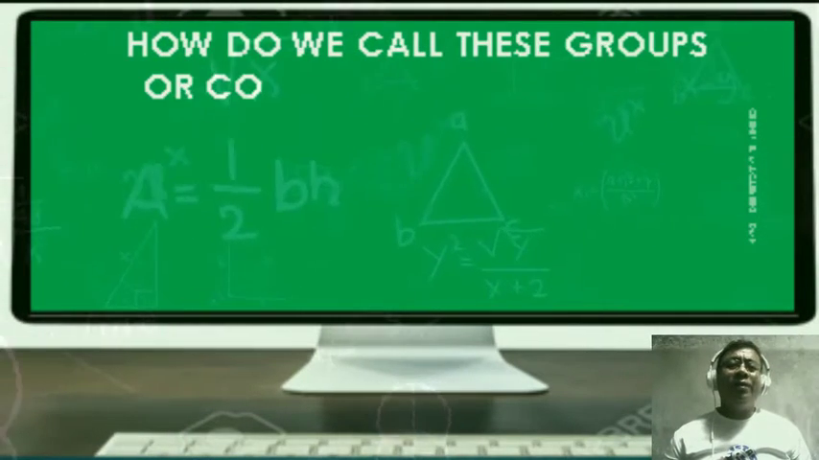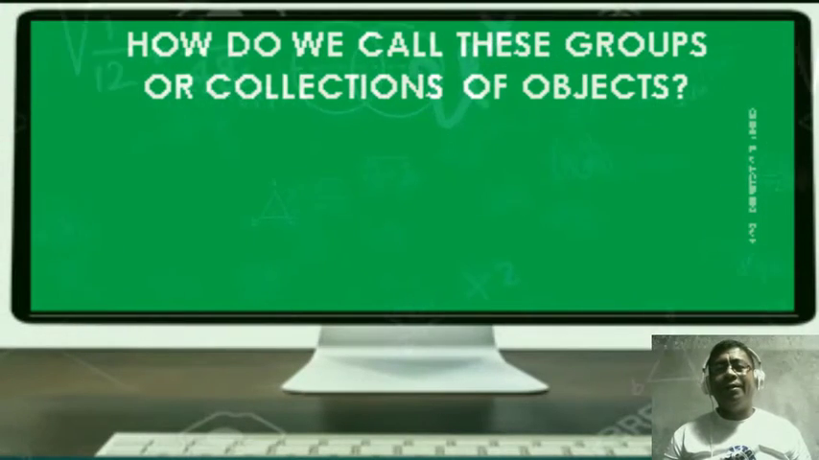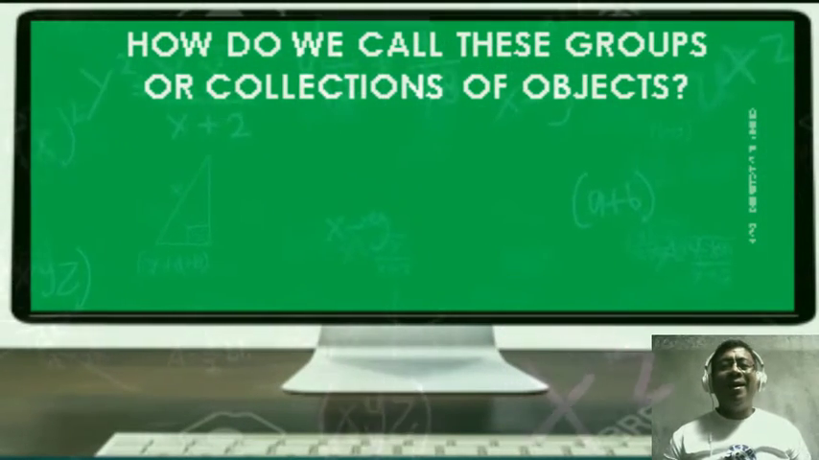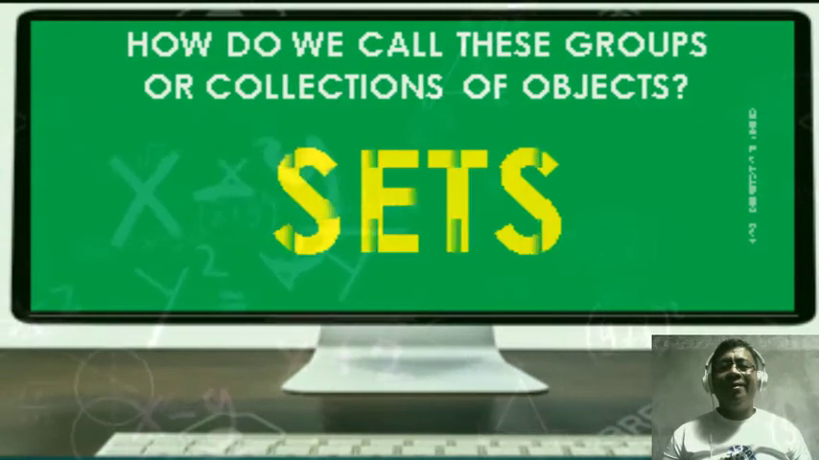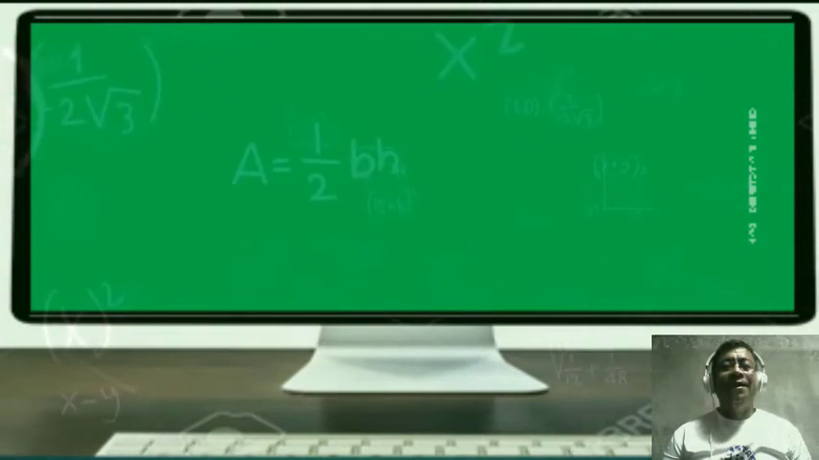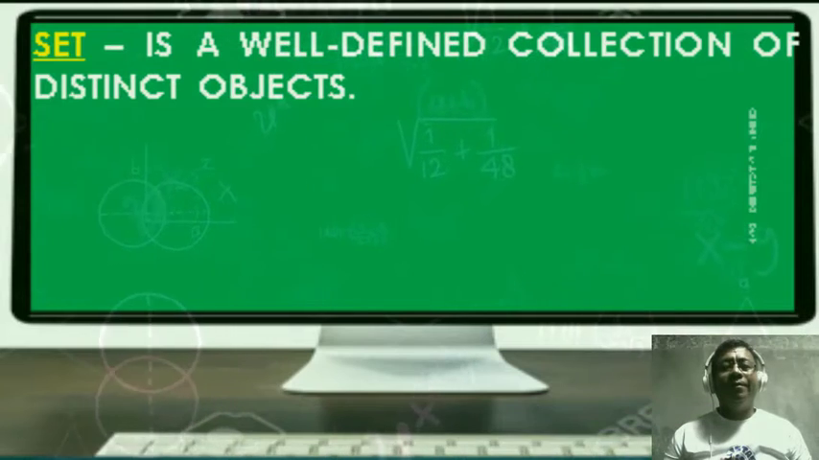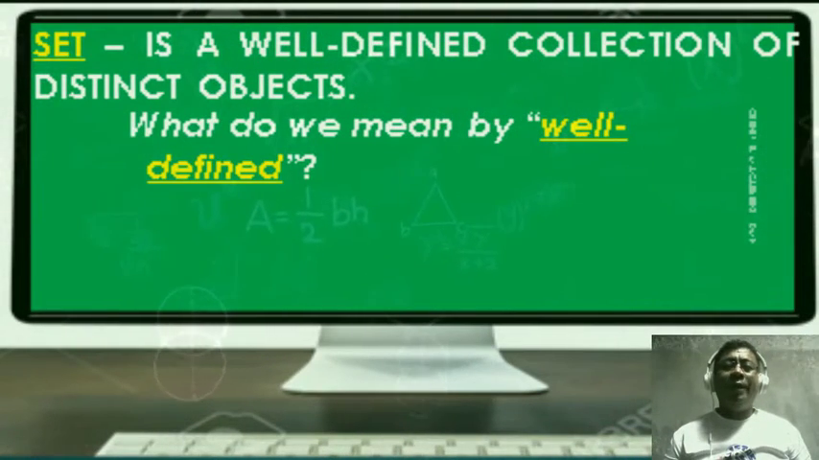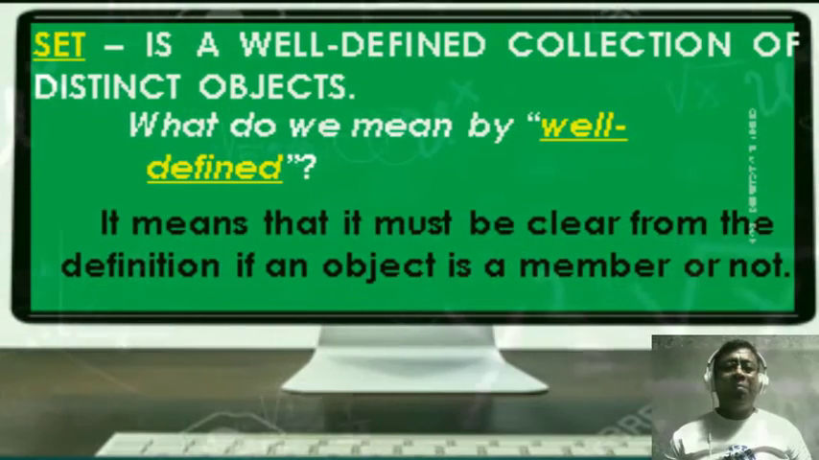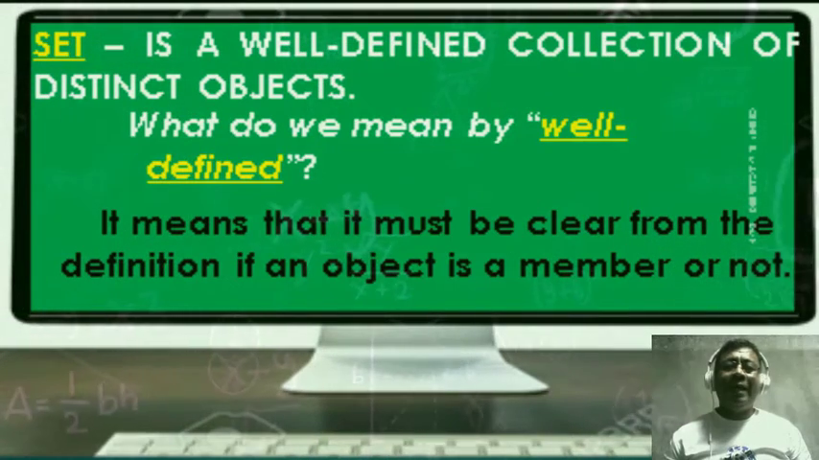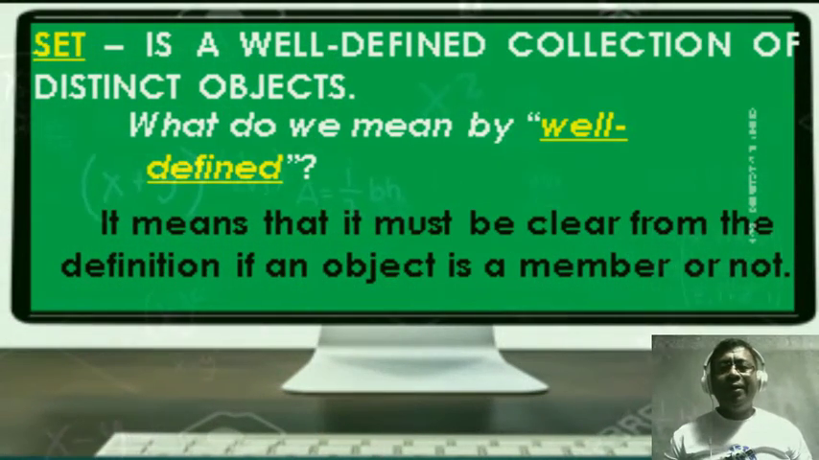How do we call these groups or collections of objects? That's right. These are all sets. A set is a well-defined collection of distinct objects. What do we mean by well-defined? It means that it must be clear from the definition if an object is a member or not. Or in other words, we can determine whether an object belongs to the group or not. So take note of that.